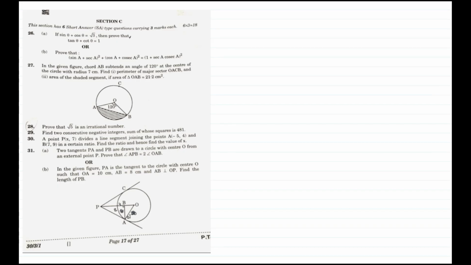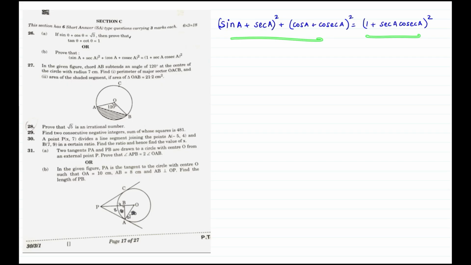Now let me write the question first. Some of the students will get confused, like how we know whether we need to apply sine or cos or whatever it is, so that we get LHS equal to RHS. The clue is, see the RHS, you need 1 plus sec A cosec A. So first you expand this and after that try to bring it to sec A and cosec A. So let us expand this.